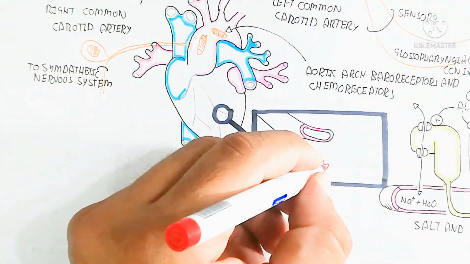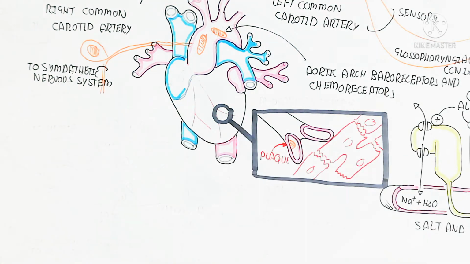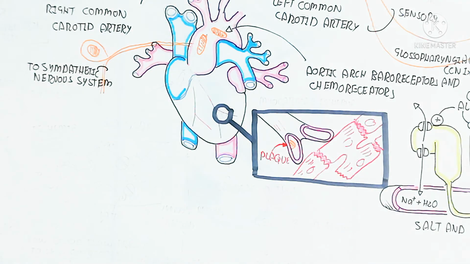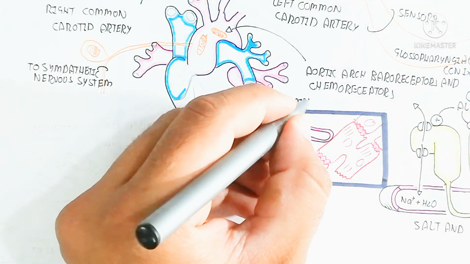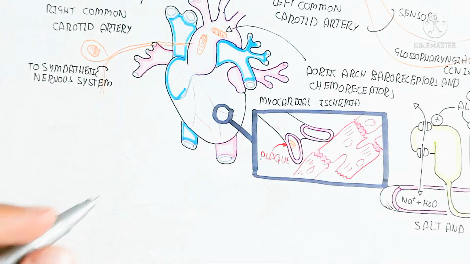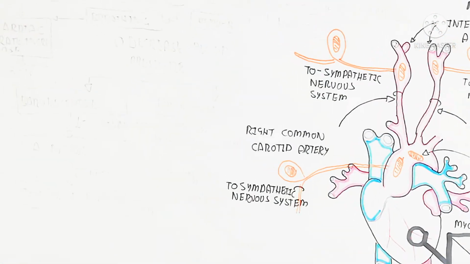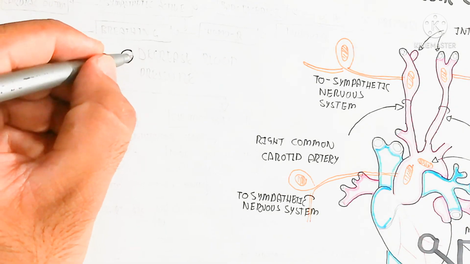So here is myocardial ischemia, which means a plaque develops in the coronary artery. When the plaque develops in the coronary artery, the blood perfusion to the cardiac cells will be decreased. When it decreases, the oxygen and nutrients decrease. In this way, physiological changes will occur.